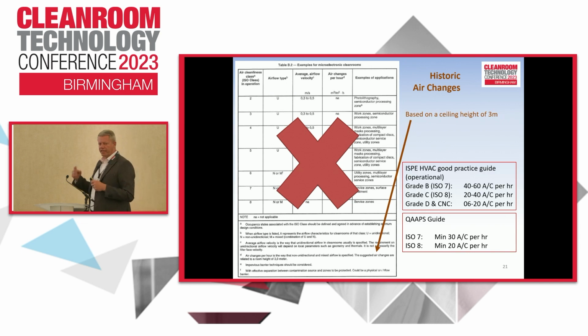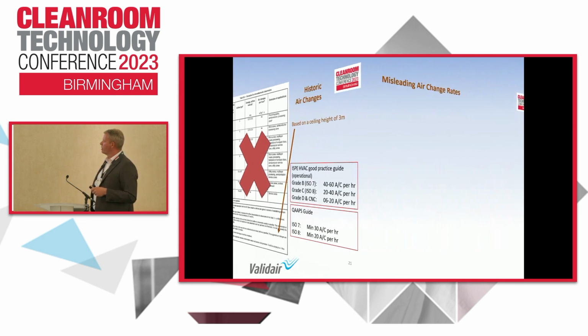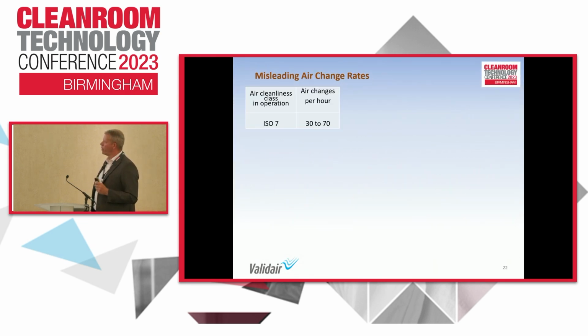So we got rid of that in the standard. It went completely. So we took that table out. So that table doesn't exist anymore. And that evaluation and calculation is what comes in. So using source strengths is what comes in. I'll try and give you a practical example of why specifying air change rates can be misleading.